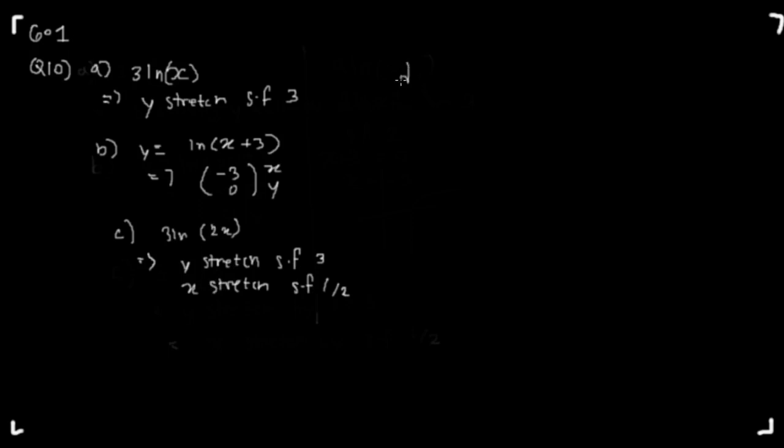Let's find d now. So d is 3 ln x plus 2. Now you may be like, okay, let's just do the same thing. This is going to be the x shift of minus 2, right? And then this would be a y stretch by scale factor 3, but this is wrong because there's a sneaky thing here. It's not mentioning any brackets, right? So in actuality, it's this.